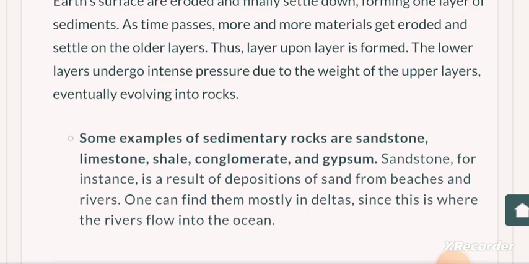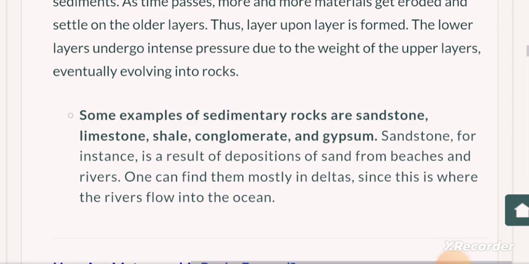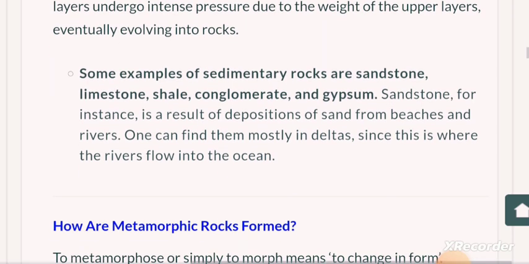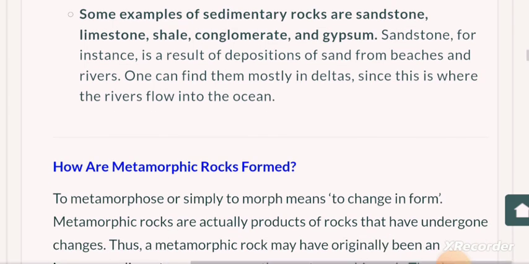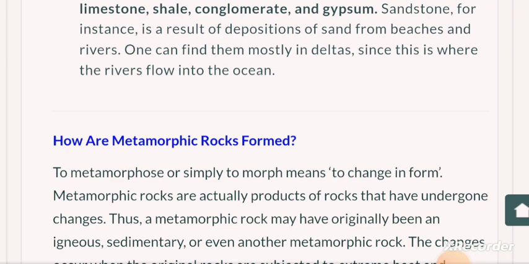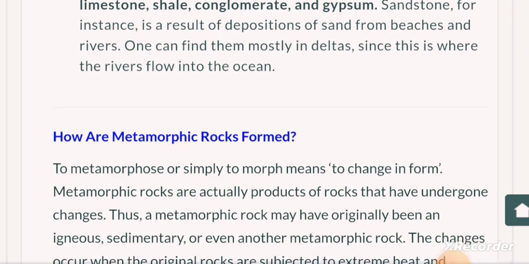Some examples of sedimentary rocks are sandstone, limestone, shale, conglomerate, and gypsum. Sandstone, for instance, is the result of deposition of sand from beaches and rivers. One can find them mostly in deltas, since that is where the rivers flow into the ocean. So the delta means where rivers flow into the ocean. The meeting point of river and ocean is known as a delta.